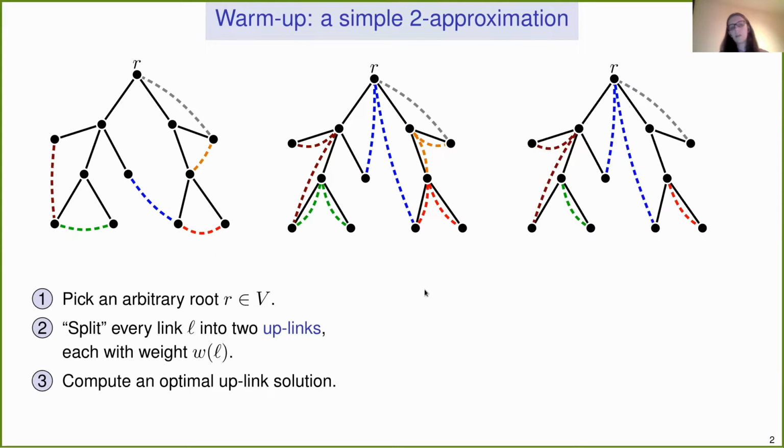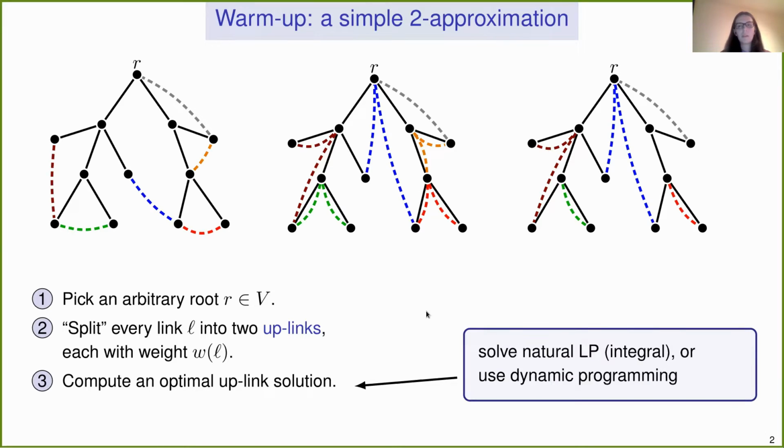That's because it's well known that if our instance now has only uplinks, it's possible to solve that instance optimally in polynomial time. There are various ways of doing this. One way would be to solve the natural linear programming relaxation. This is integral in the special case where we only have uplinks. Another way would be to use a dynamic program bottom-up over the tree. But in any case, that gives us a simple 2-approximation for the weighted tree augmentation problem.